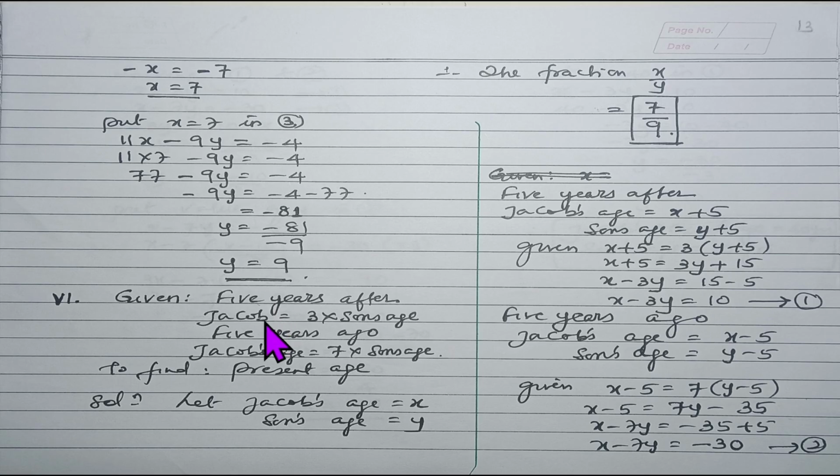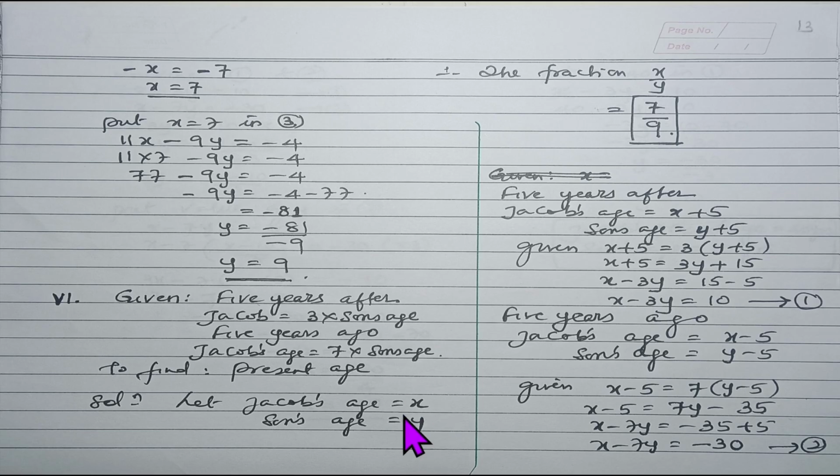So the age of Jacob 5 years later is given, the age of Jacob 5 years before is given, but we do not know the present age. So let us assume the present age of Jacob and his son is x and y. Let Jacob's age be x and son's age be y, and these are present ages.